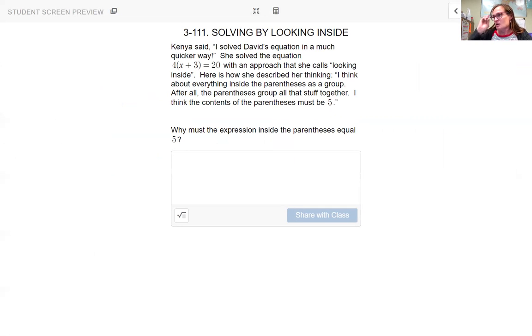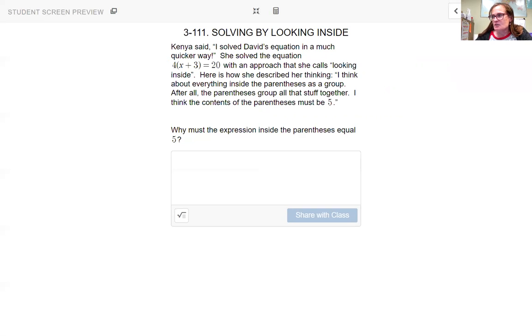All right, page 6. Kenya said, I solved David's equation in a much quicker way. She solved the equation 4 times (x plus 3) equals 20 with an approach she calls looking inside. Here's how she described her thinking. I think about everything inside the parentheses as a group. After all, the parentheses group all that stuff together.